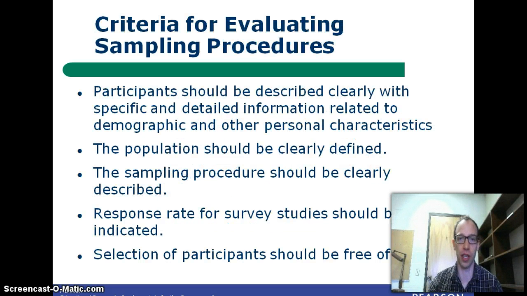Let me just jump to evaluating sampling procedures. So no matter what the study is, if it's an empirical study, they should describe these things. They should describe how they're choosing their participants, what % of response they had, how they guaranteed there was no bias. If you don't see these things in there, you should question the credibility of the study. And you should also have these in here for your proposal, at least the ones that can be done beforehand. Response rate, you won't be able to tell until afterwards.